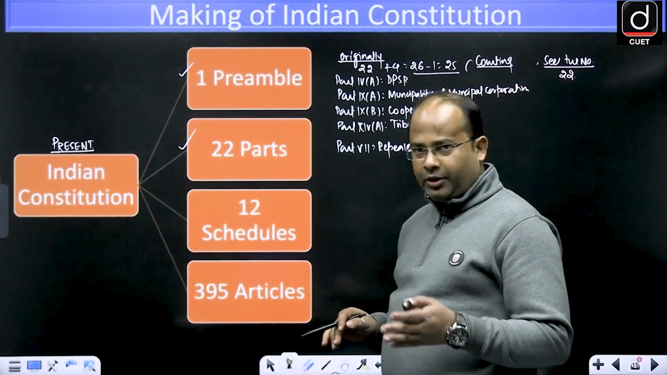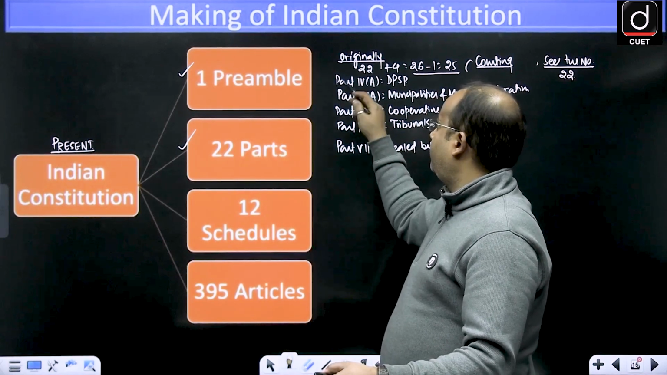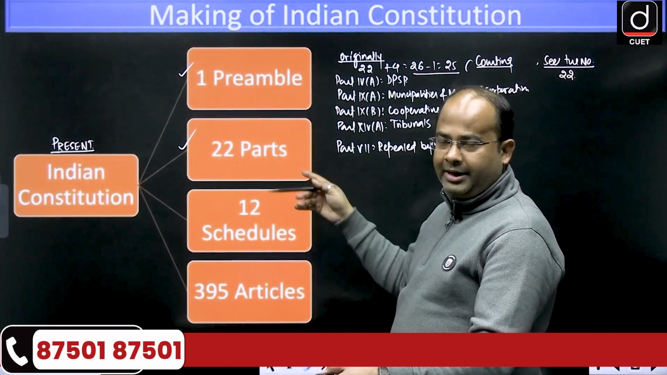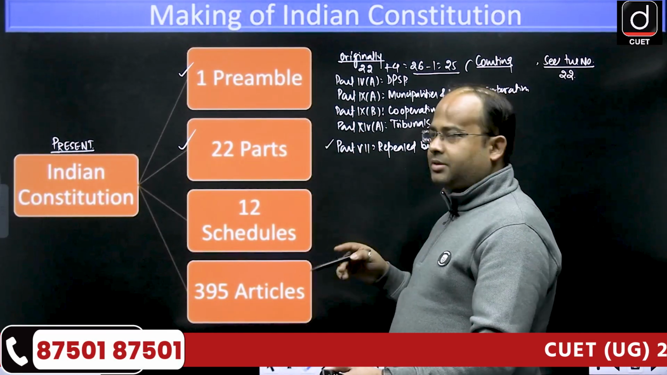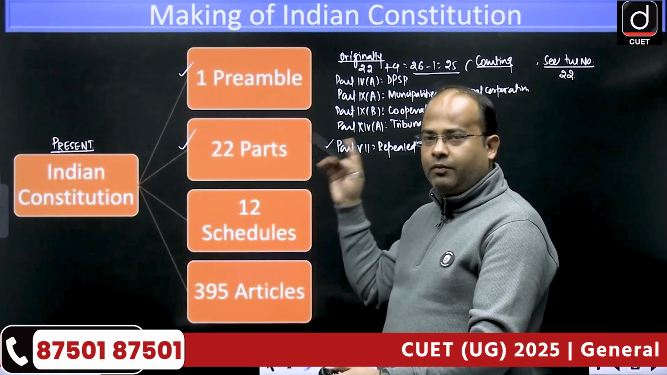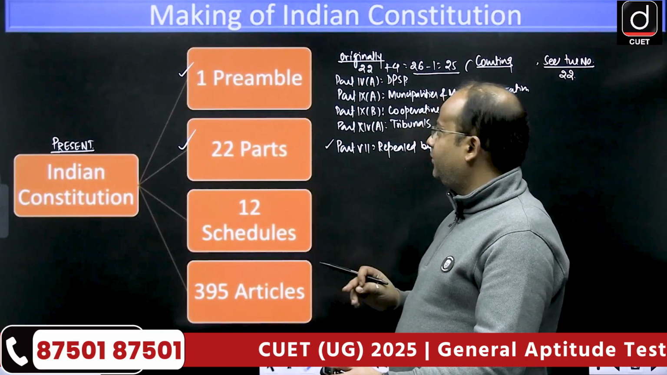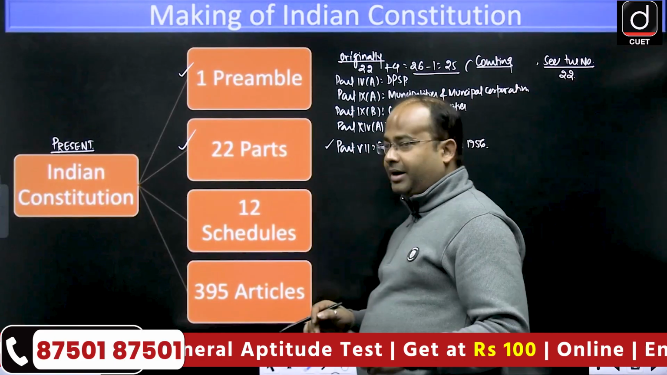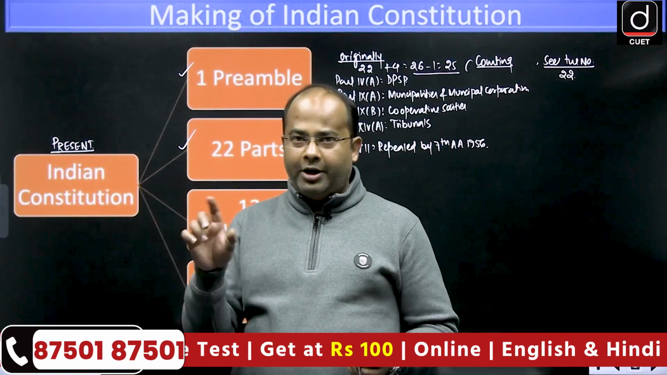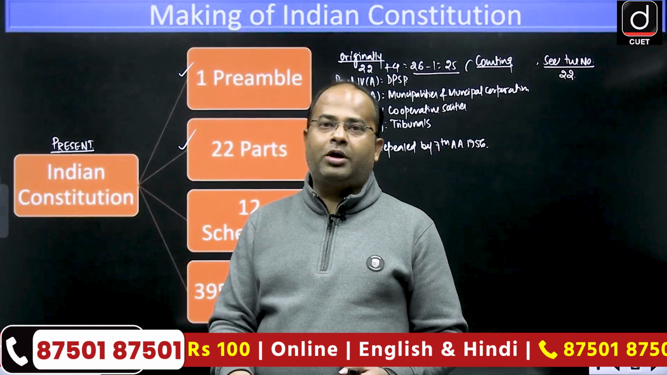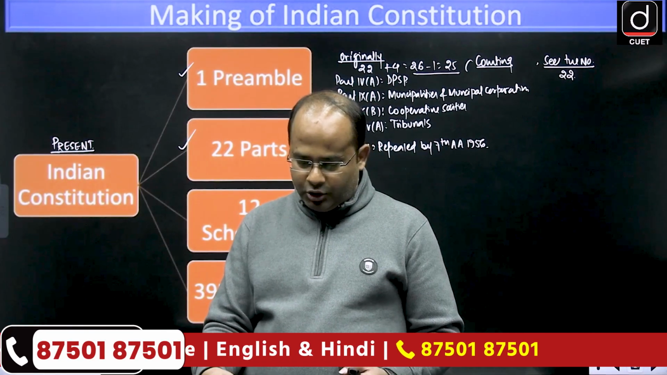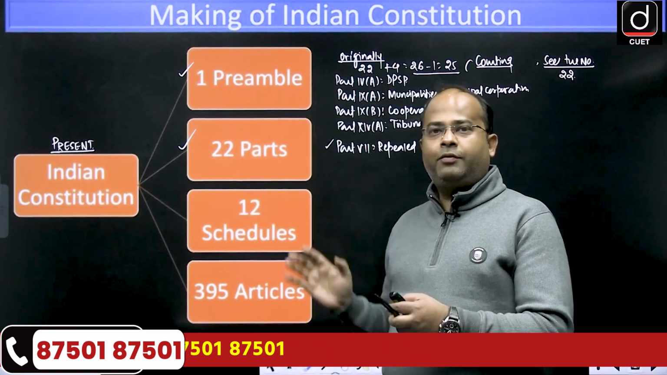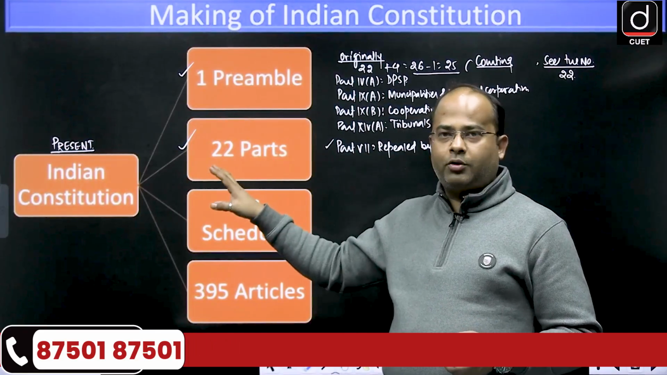So originally we have 22 parts, and these 4, if you include part 4A, part 9A, 9B, part 14A, then it will become 22 plus 4, 26. Now part 7 is repealed by the 7th Amendment Act, so just remove 1, then it will become 25. So once you start counting, it will be 25, but if you see the last number of the part, that will be 22. So according to the number we have to see, we do not have to count part 4A as 5. So this is how we have 22 parts. If you do counting, then 25, but if you see number, then it is 22. So you have to go for 22, not 25.